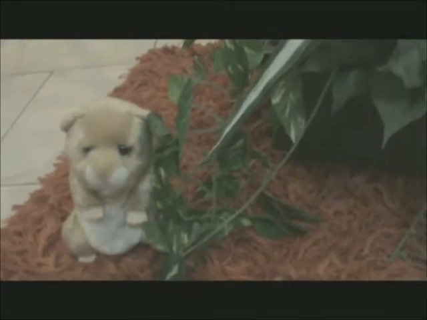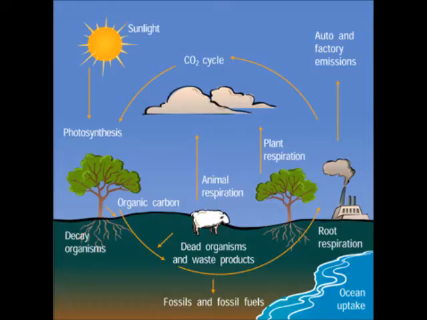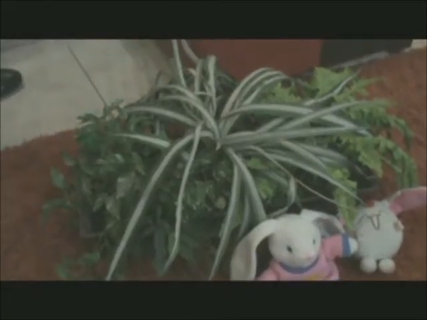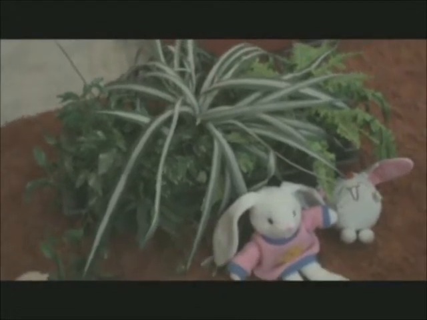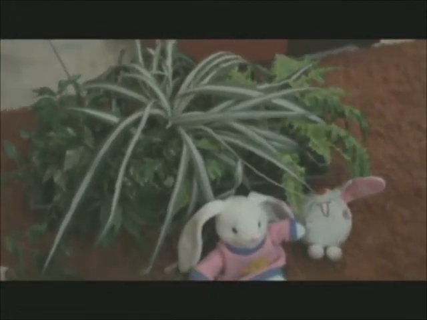Now, we're going to explain the carbon cycle. In the first step, the carbon dioxide is used by plants for photosynthesis. They are constantly removing carbon dioxide from the atmosphere through the process of photosynthesis.